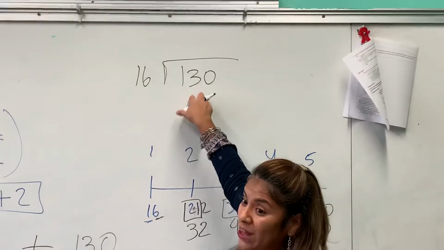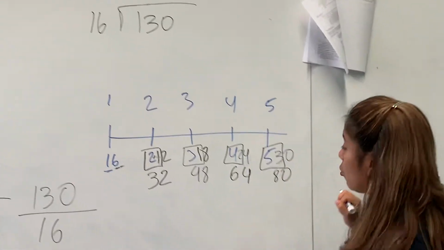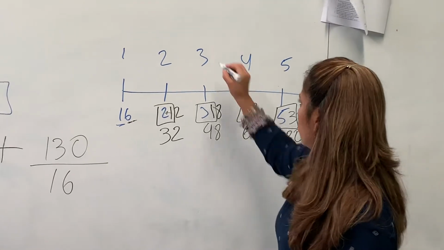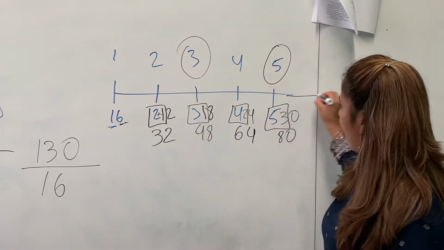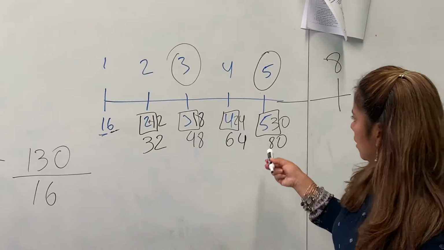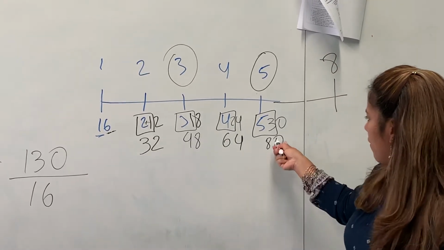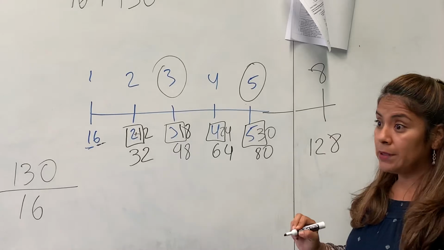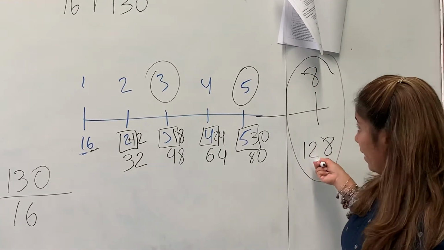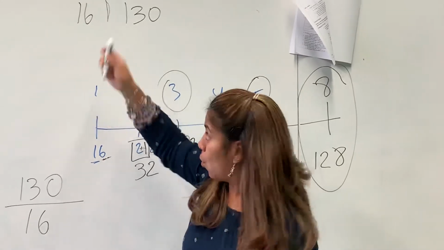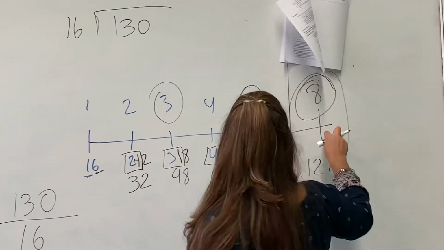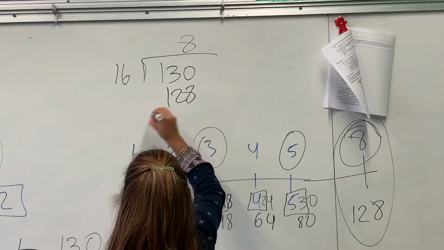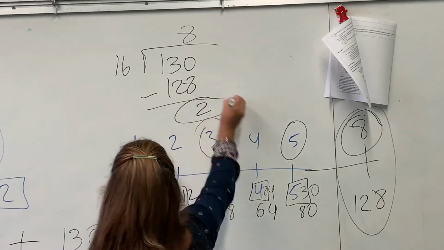But I'm trying to find 130. What I'm going to do is start doing my math. If I'm thinking about 3 plus 5, my 3 plus 5 will give me an 8. So if I add this up, 8 plus 0 will give me 8, and 4 plus 8 will give me 12. Then I get that my 128 is close to my 130. As we know, the number 130 goes on top. My 128 goes here at the bottom. I subtract, I have a remainder of 2.